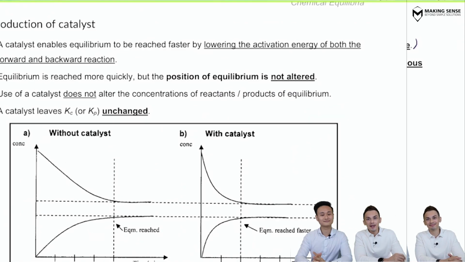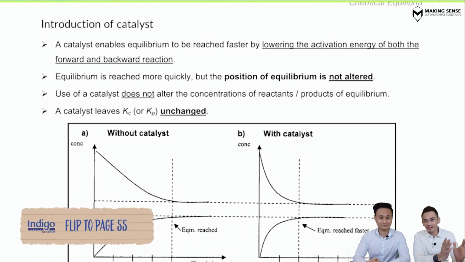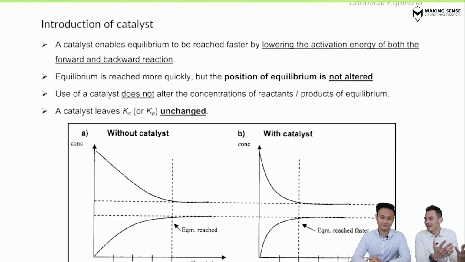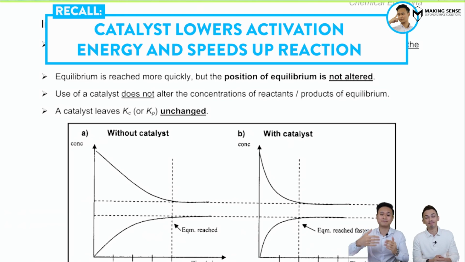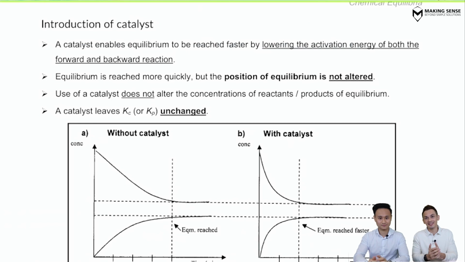Correct. Okay guys, now we're going to touch on the third stress, which is the addition of catalysts. So Mr. Tim, what does a catalyst usually do? Well, it reduces the activation energy of the reaction, and then it speeds up the whole reaction. Yes, so things get faster, right? So when things get faster, then you expect the rate of reaction to increase as well.